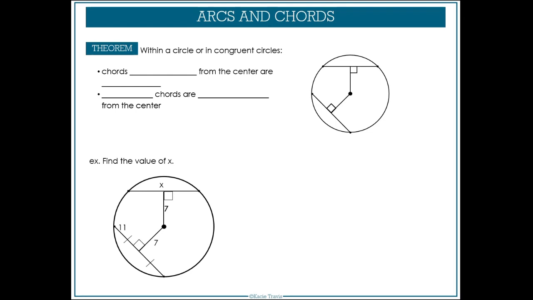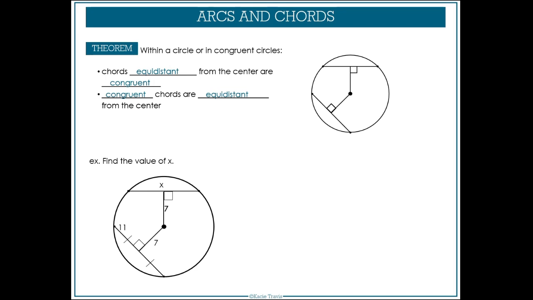So, within a circle or congruent circles, we have some new information. Chords equidistant from the center are congruent. So, if we have two chords and they're both the same distance from the center of your circle, that means that they are both congruent. Along with this, congruent chords are equidistant from the center.